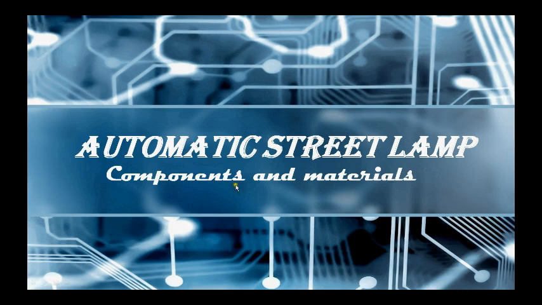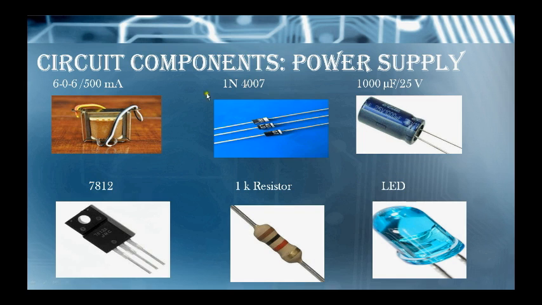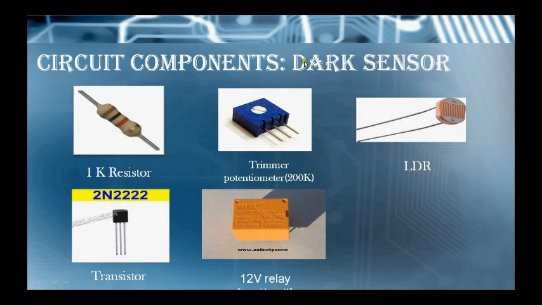Let us have a look at the components and materials we need for the project. My circuit needs a 12 volt DC power supply to operate. So I am going to use a 6-0-6 volt 500 milliamp transformer, a few diodes, a capacitor of 1000 microfarad at 25 volts, a 7812 regulator IC, a half watt 1K resistor, and an LED as the indicator for the power supply. And these are the dark sensing components of the circuit: a 1K resistor, a 200K trimmer, the light dependent resistor, a 2N2222 transistor, and a 12 volt relay, maybe SPST or SPDT.